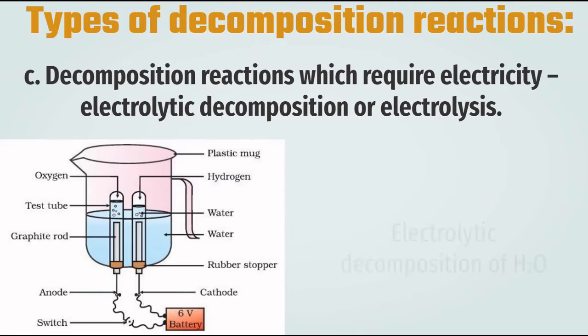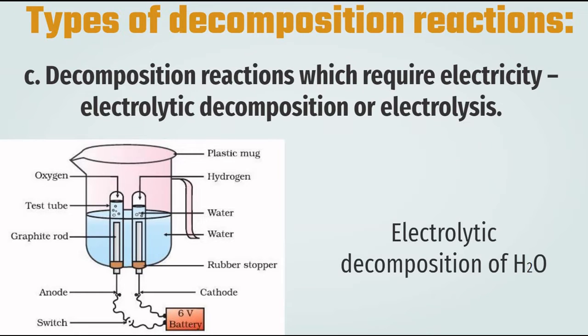Okay, let's jump to the next one. Number 3, we have decomposition reactions which require electricity. Electrolytic decomposition, or electrolysis, is the third type of decomposition reaction. We have learned about electrolysis of H2O and others in the previous classes too. So for example, here we have electrolytic decomposition of H2O as an example of the third type of decomposition reaction. So these were the different types of decomposition reactions.